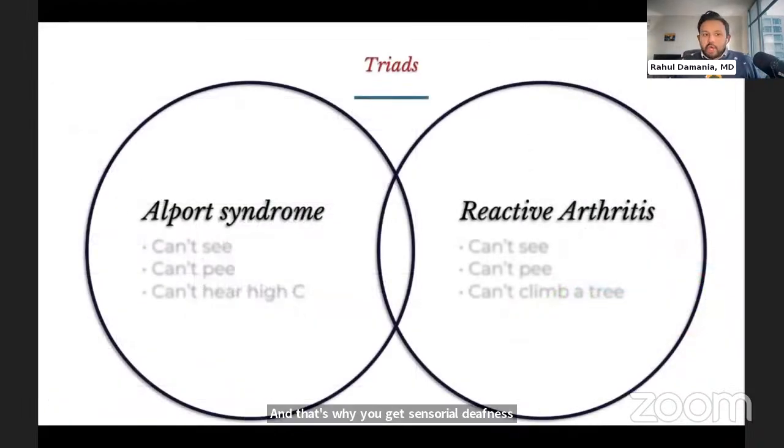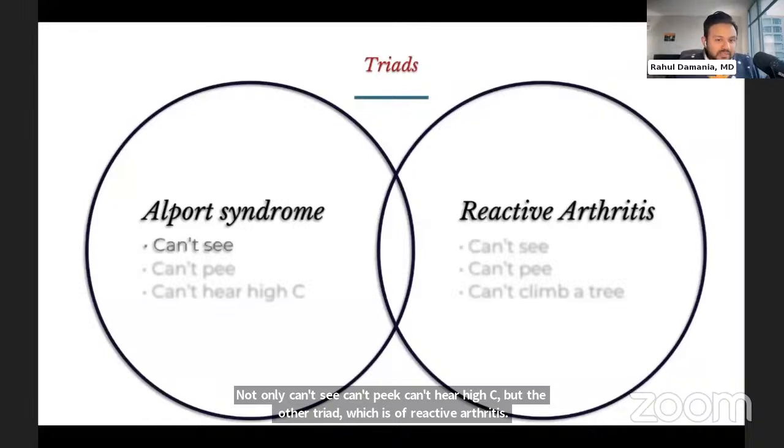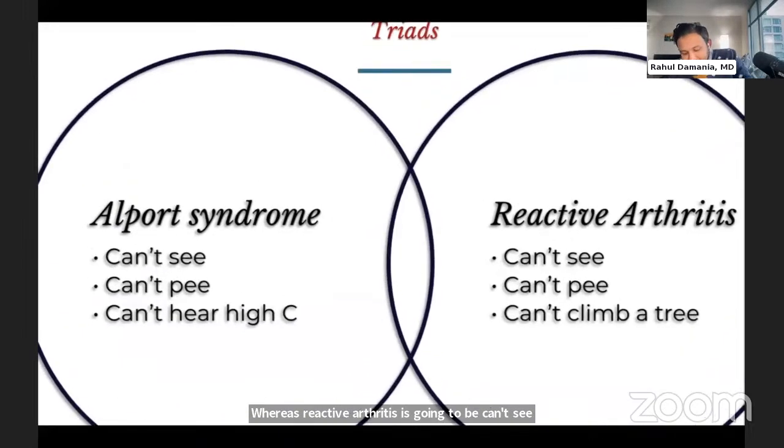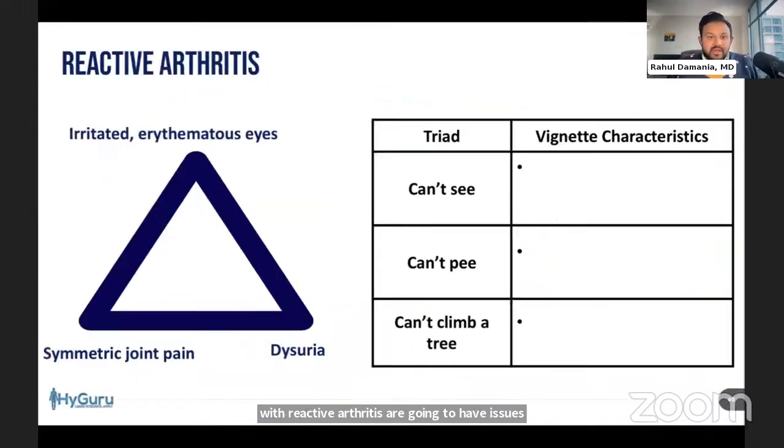So many of you were talking or putting in the chat box, not only can't see, can't pee, can't hear, high C, but the other triad, which is of reactive arthritis. So let's go ahead and compare and contrast that. Alport syndrome is can't see, can't pee, can't hear, high C. Whereas reactive arthritis is going to be can't see, can't pee, so similar to Alport. However, it's can't climb a tree, indicating that patients with reactive arthritis are going to have issues with the joints. Let's go ahead and go through how reactive arthritis as a triad presents on the USMLE.